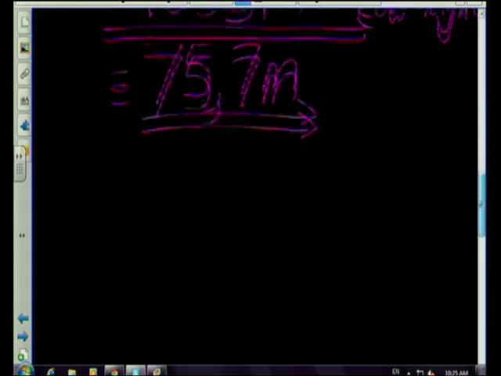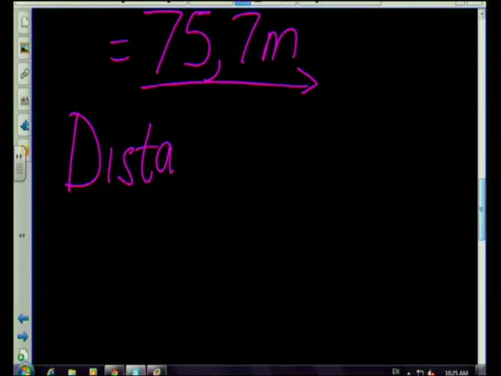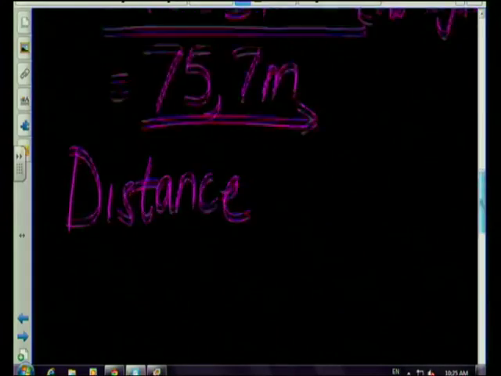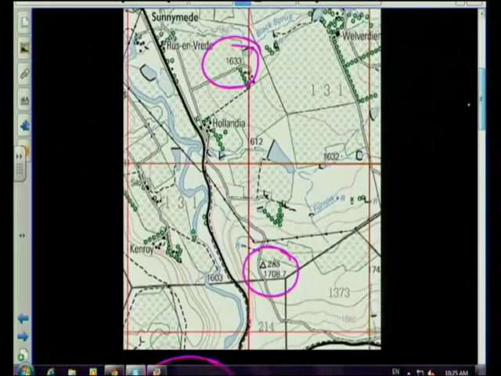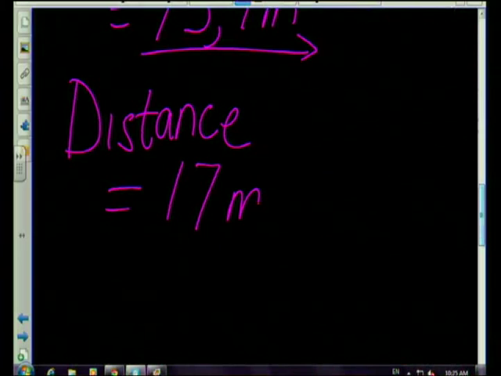Let's look further on. Now that we've got our height, we need to calculate the distance. And in order to calculate the distance, you should note the following. The distance between the two points is measured with a ruler. A ruler will determine the distance between the two points. We measure in millimeters because millimeters is more accurate. When I measure the distance between the two points, I receive the following answer. The first answer is 17 millimeters.